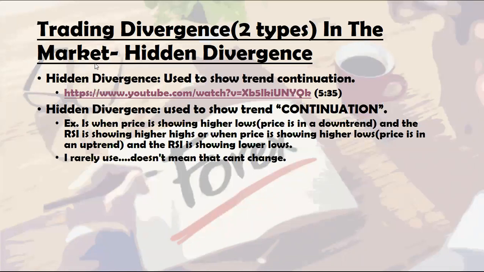So as he just mentioned, hidden divergence is pretty much when price is showing higher lows. I mean, assuming that price is in the downtrend and the RSI is showing higher highs, or vice versa. Price is in the uptrend and price is showing higher lows, whereas the RSI is showing lower lows, then we have hidden divergence.